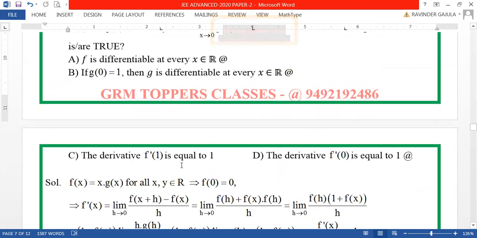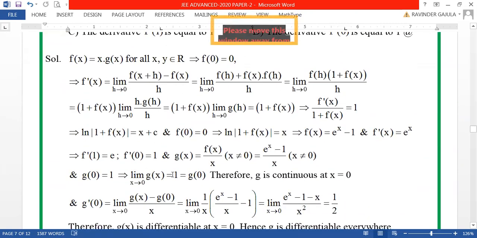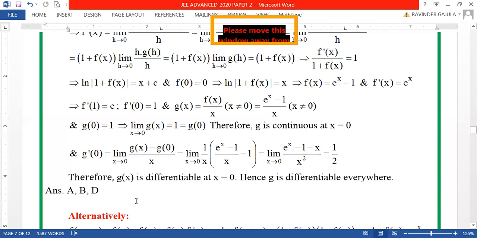So that is given as g of 0 in option B. If g of 0 is 1 and limit x tends to 0, g of x is 1, which is equal to g of 0, therefore g is continuous at x equal to 0. Now let us verify g dash 0 here. So g dash 0 according to the definition is limit x tends to 0, g of x minus g of 0 by x minus 0. x minus 0 is x only. But what is g of 0?